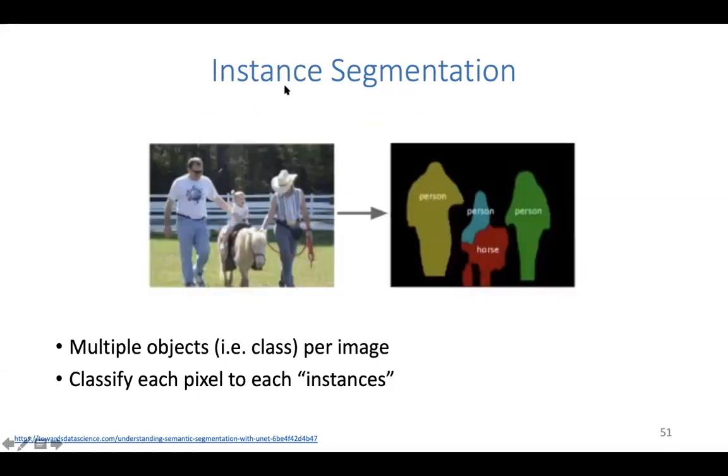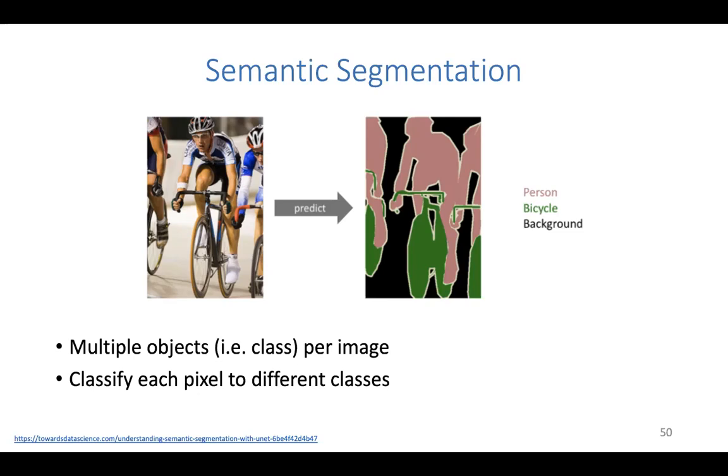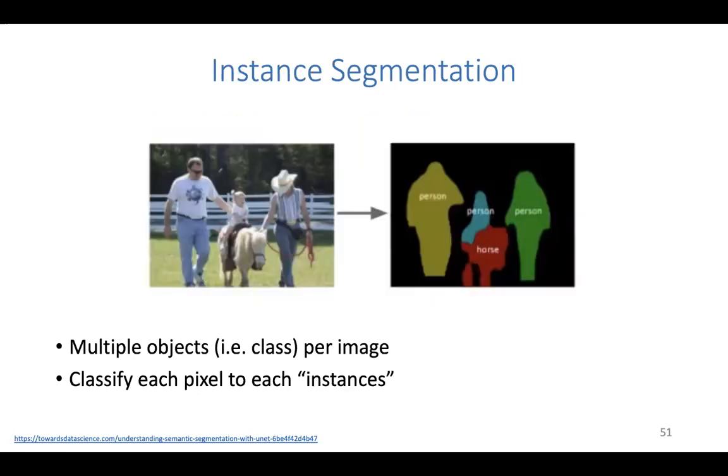But here, even if they were connected, you would still have to classify each person into different labels. So this is a bit more challenging compared to semantic segmentation, obviously.